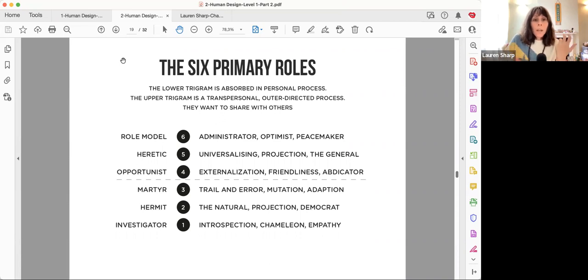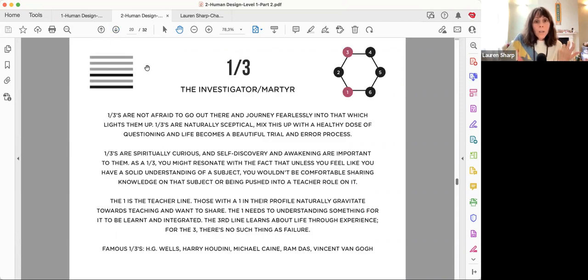So moving on to actually looking at these 12 profiles. What are the 12 profiles? Now you'll notice on the left hand side, the top left, I have the trigram, and on the right hand side I have the hexagram.